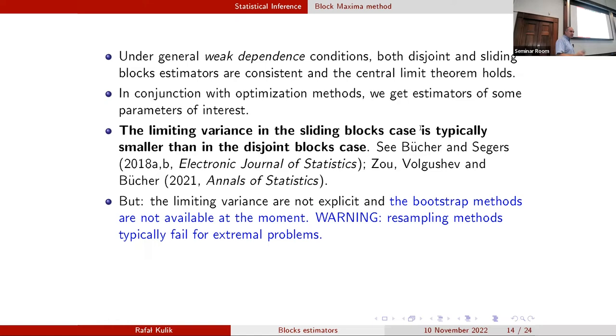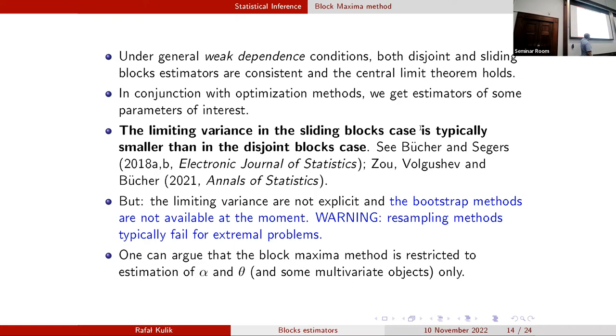So whatever you learn from statistics, a lot of things that you try to mimic, they do not work here. Okay. Also, the block maxima method is basically restricted to estimation of two parameters and possible multivariate extensions, okay? So the block maxima method is very restrictive. It gives you some limit theorem that you really don't know what to do with, okay? And you cannot resample, you cannot approximate the limiting variance, okay?